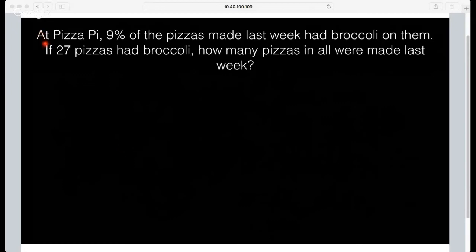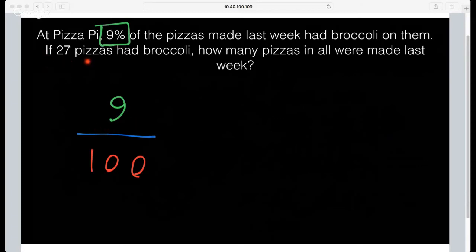Let's look at this. At Pizza Pie, 9% of the pizzas made last week. 9%, that's part. I'm just going to stop and say, hey, that's part, and I'm going to identify that as part. And since it's a percentage, I already know the whole is 100, unless I read on and there's something different. At Pizza Pie, 9% of 100% of the pizzas made last week had broccoli on them. So these, good thing I used green, okay? These are our broccoli pizzas. By the way, I would never eat that.